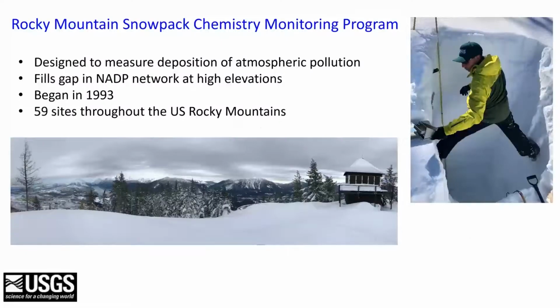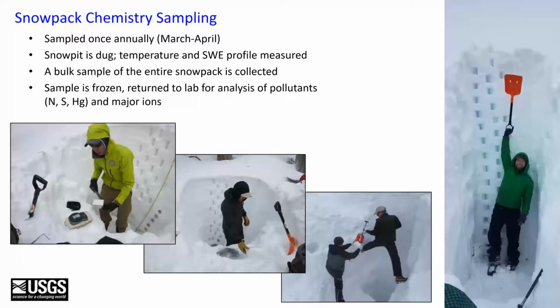So I just really wanted to quickly highlight also our Rocky Mountain Snowpack Chemistry Monitoring Program. This is a long-term project that I run with the USGS. It's a collaborative effort with the Forest Service, Park Service, State of Colorado, and Teton Conservation District. It's a network designed to monitor atmospheric deposition, particularly at higher elevations, trying to fill in some of the gaps of the NADP network. The long-term project's been going since 1993, and we have 59 sites currently in the Rocky Mountain region.